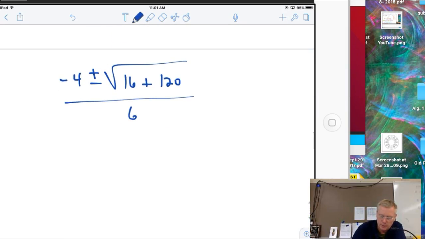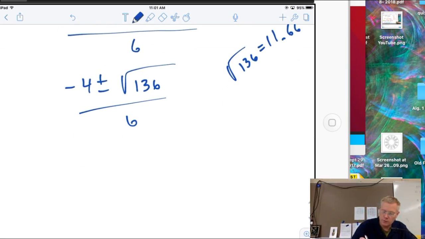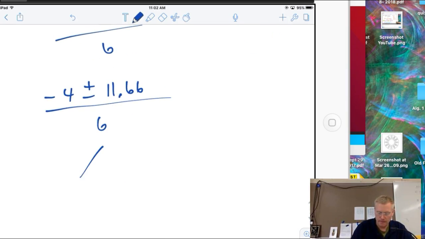Okay, so next I'm going to add those together. 16 plus 120 is 136 over 6. And let's see, the square root of 136 is not a perfect square. It is 11.66. So I'm going to switch that into here. Plus or minus 11.66. Notice how that radical disappeared after I took the square root. Don't keep taking the square root over and over again, please.